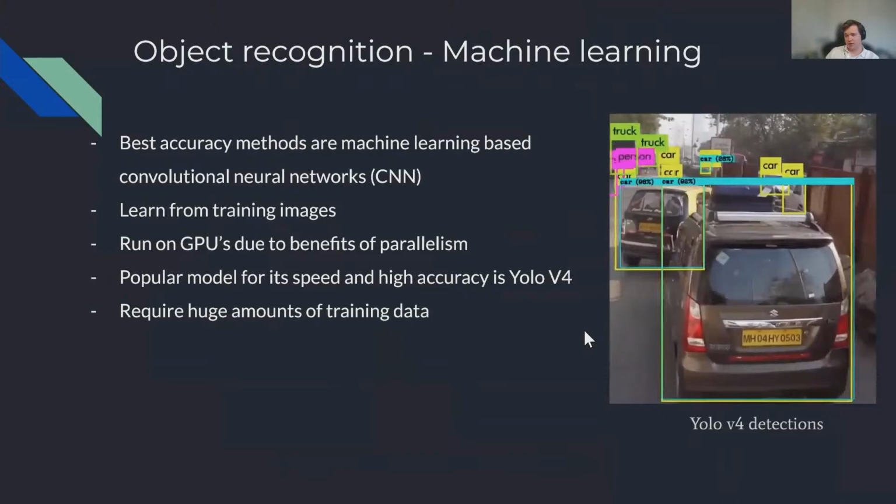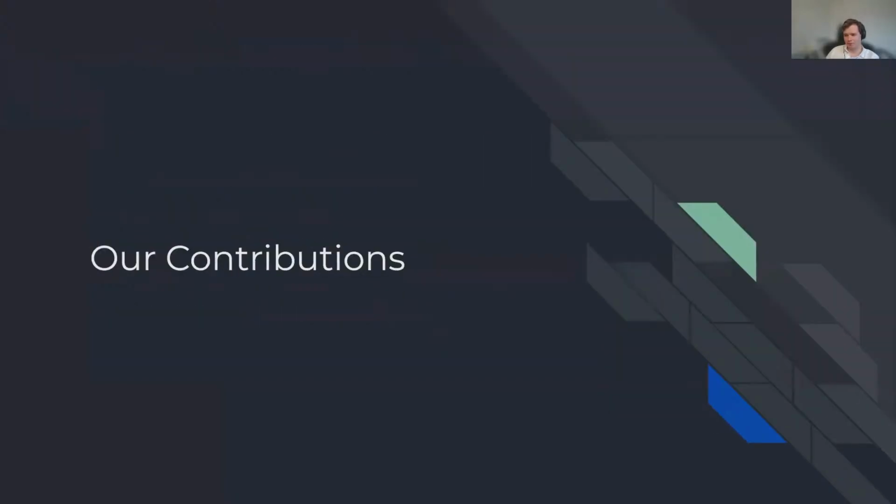So the best accuracy with object detection is using convolutional neural networks, which learn from training images. They run on the GPUs because they have good parallelism. A popular model is YOLO v4, and in our project, we've used YOLO v5 because that's an improvement of YOLO v4 and still very, very accurate. Unfortunately, it does require lots of training data.